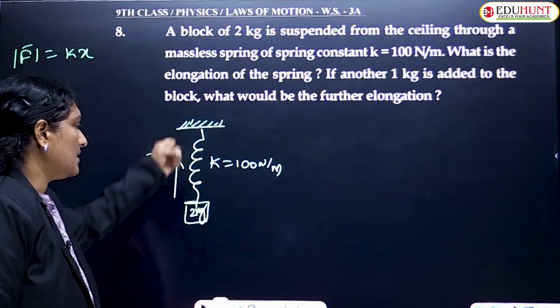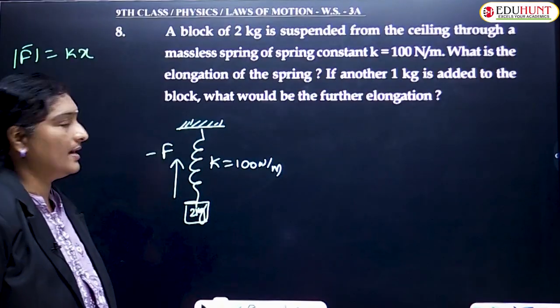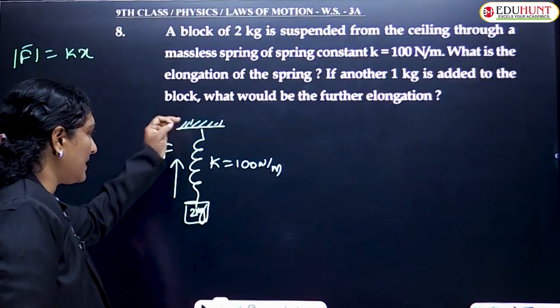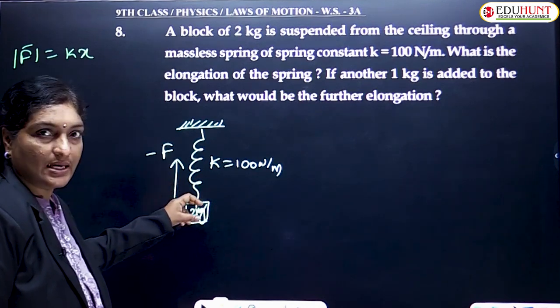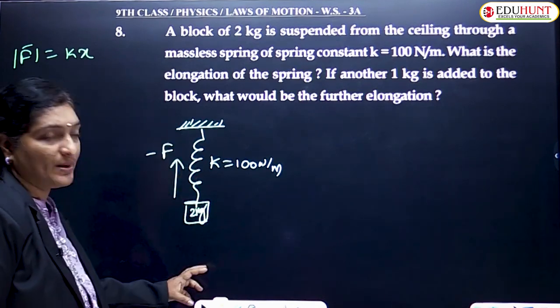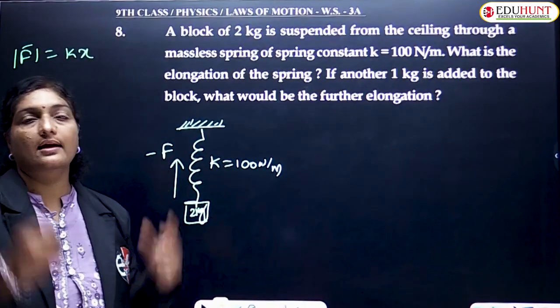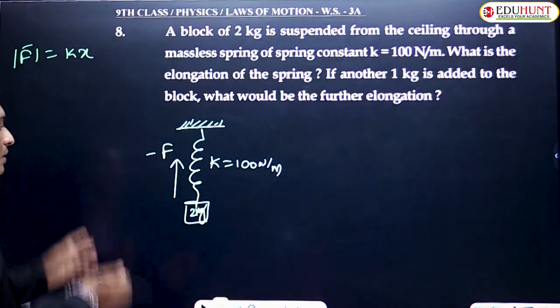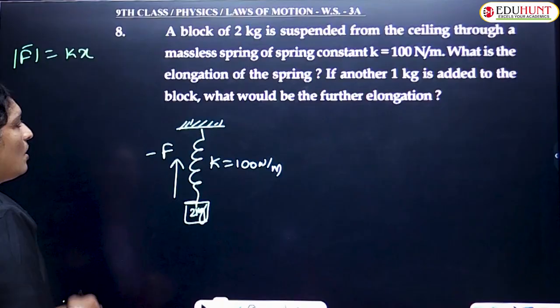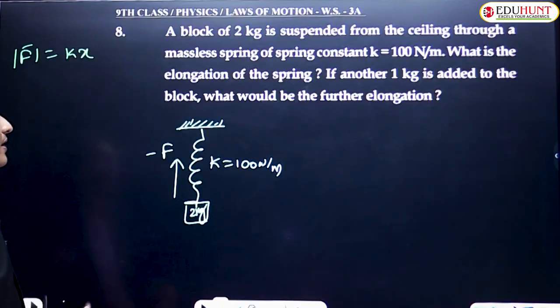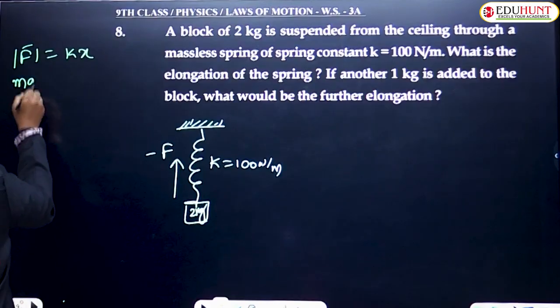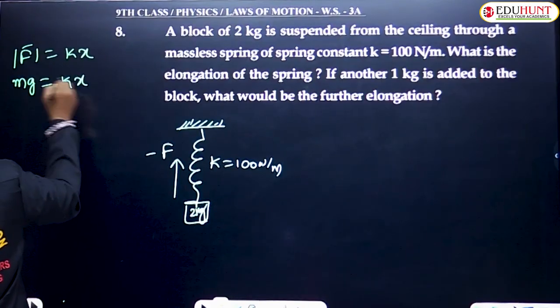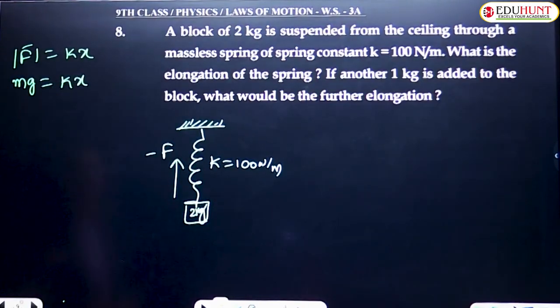No foreign object is pulling it downwards. Only because of the mass attached, because of the weight, the force here is the weight. Because of that weight only, the spring is being elongated. As a result, the restoring force will be acting. So the only force present on the spring is the weight of the object. So instead of the force, I can replace it with mg is equal to, actually it should be minus kx, but only the magnitude I am considering. So mg is equal to kx.